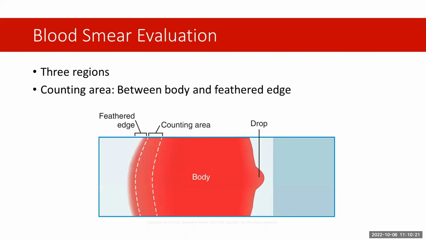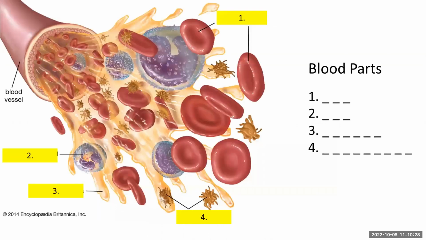So here again is that picture of where we would look to count our slides. When we're looking at our blood on the slide, we'll be able to discern that there are 4 different parts to blood that we are caring about.